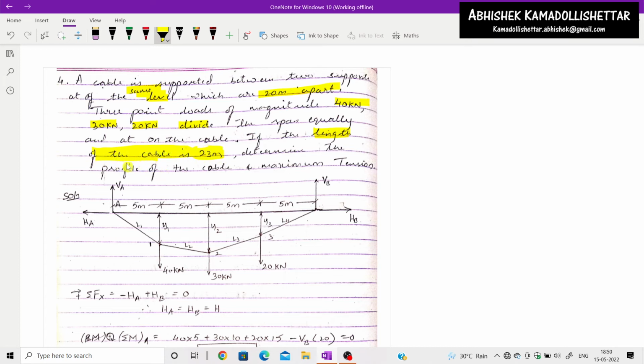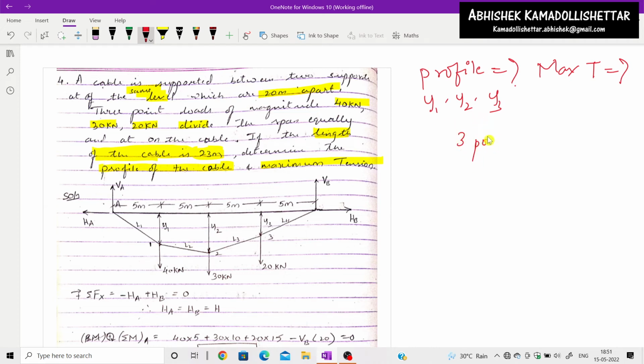Determine the profile of the cable and the maximum tension. So we have to determine the profile of the cable and the maximum tension value. Profile of the cable, in the sense, we have to find the offsets y1, y2 and y3. Again, the supports are 20 meters apart at the same level, and whenever three point loads are given, you have to take four spans.